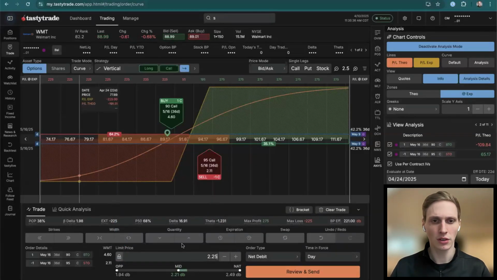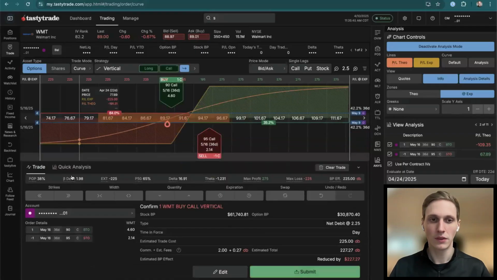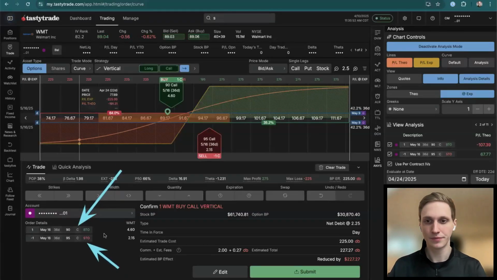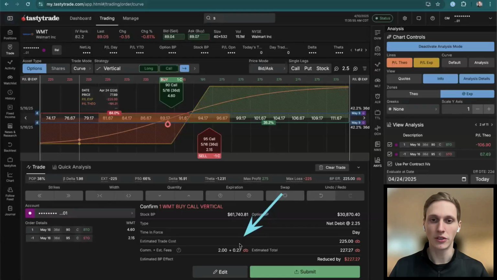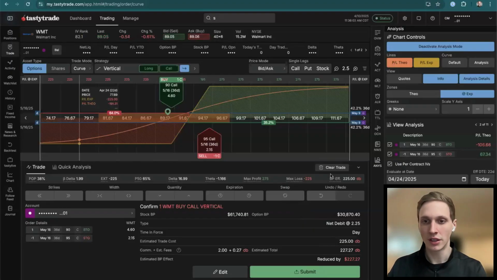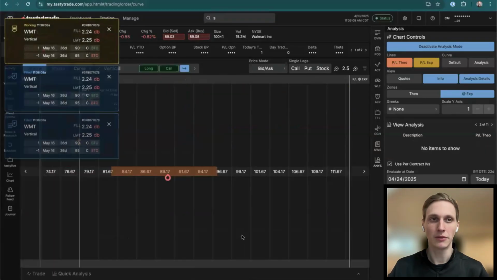So we can adjust our limit price down here to 2.25, kind of right between the mid and the net there. We can go to review and send, double check our order ticket. Okay, yep, makes sense. We're buying the 90 call, we're selling the 95. And we can see our commissions and fees that we're going to pay. We can see our buying power reduction, the trade cost, the order price that we're placing at. See all that stuff in our order ticket here. And once we're ready, we can go ahead and click submit.